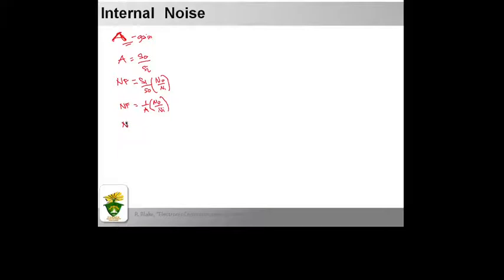Therefore, the noise at the output will be NF, the noise figure, times the noise at the input times the gain. So that is our noise at the output. Thus, the total noise at the input will be NF times Ni. So this one will be our noise at the input, NF times Ni.